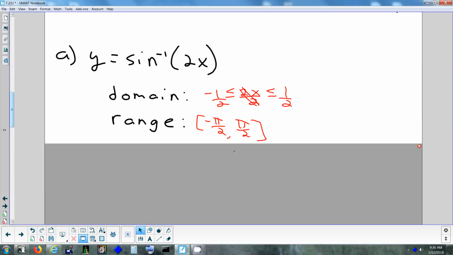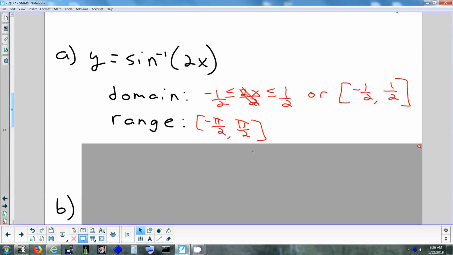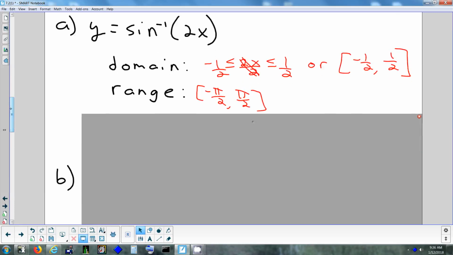So you could leave it like that. You could say negative a half is less than or equal to x, which is less than or equal to a half. Or you can write it the same way we wrote the one below. Negative a half to a half. So we have a bigger number in front of x, bigger number, compressed the graph. That's how horizontal works. Okay. Any question on example A?